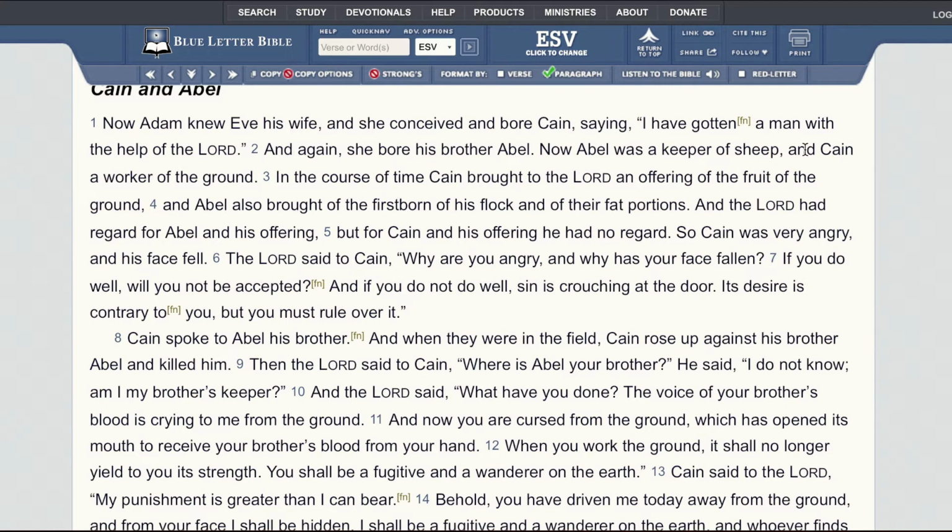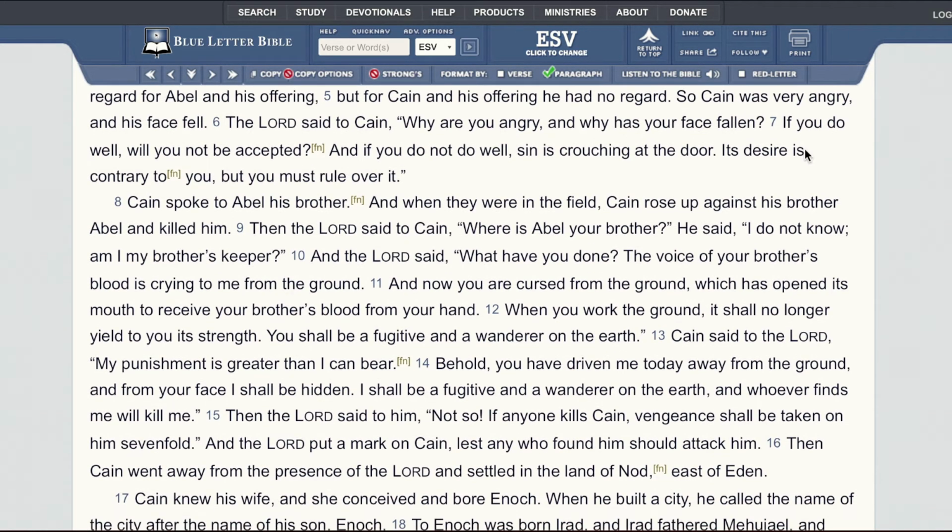In the course of time, Cain brought to the Lord an offering of the fruit of the ground, and Abel also brought of the firstborn of his flock and of their fat portions. And the Lord had regard for Abel and his offering, but for Cain and his offering he had no regard. So Cain was very angry, and his face fell.